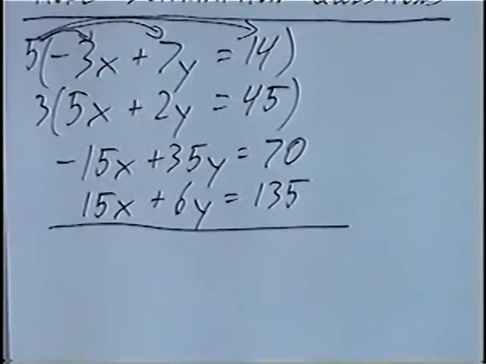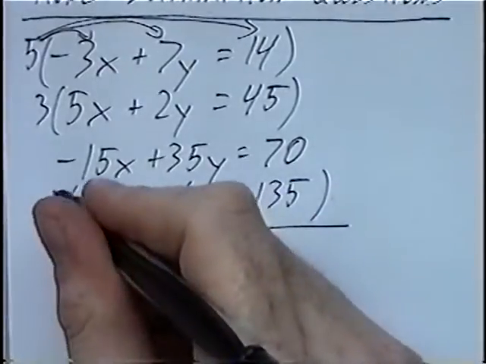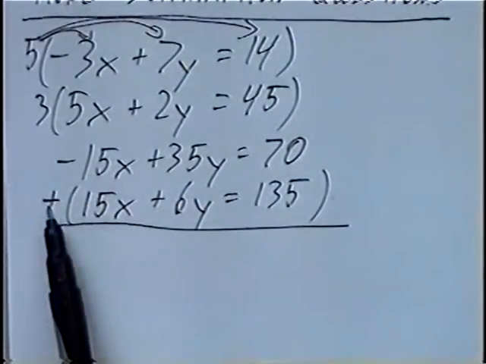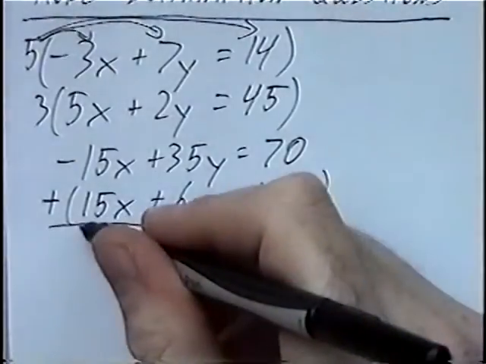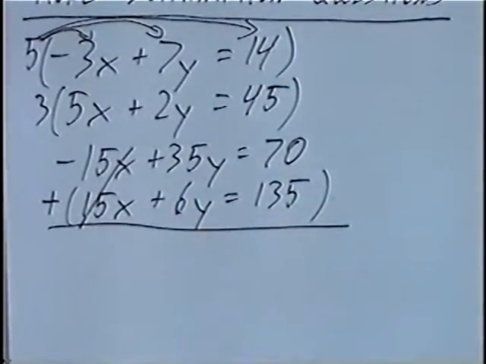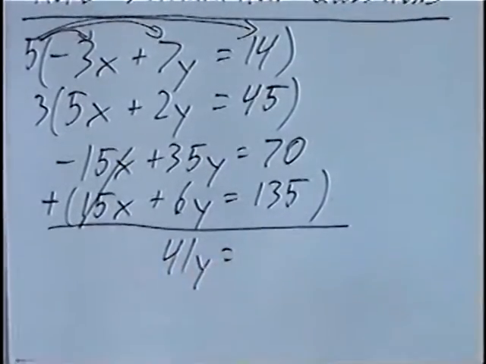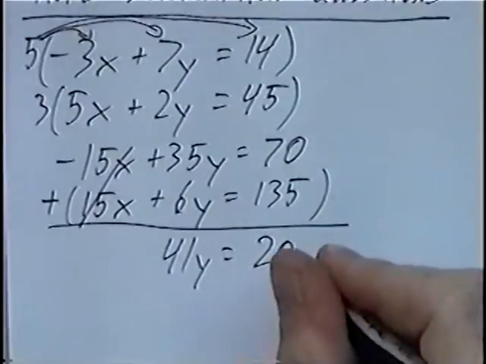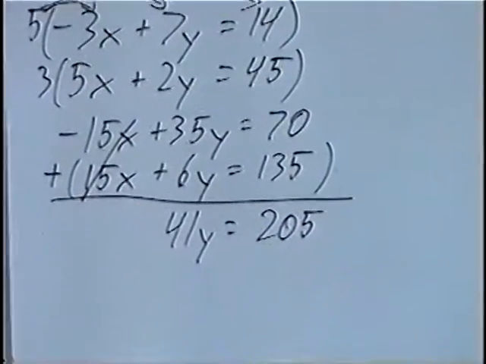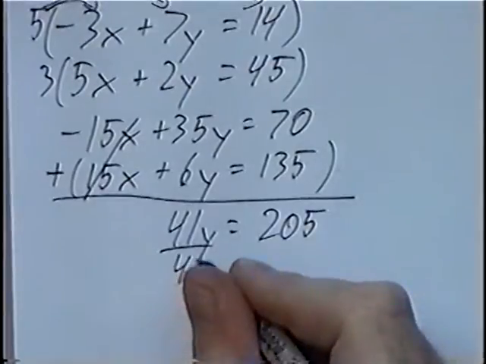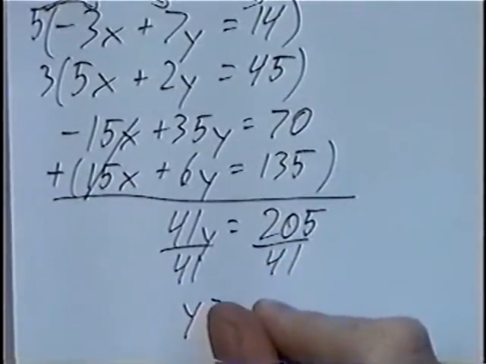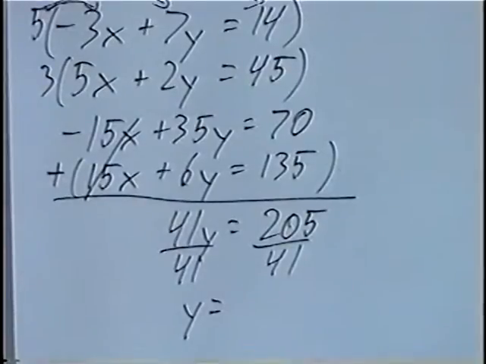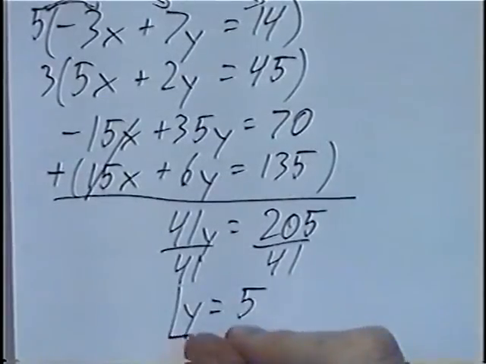What we can do with negative 15 and positive 15 is we can add these two equations together, because negative 15 plus 15 would be 0, or the x's would cancel out. And 35y plus 6y would be 41y, and 70 plus 135 would be 205. Solving from here, we can divide by 41, and y equals 41 goes in evenly to 205, goes in 5 times, so y equals 5.